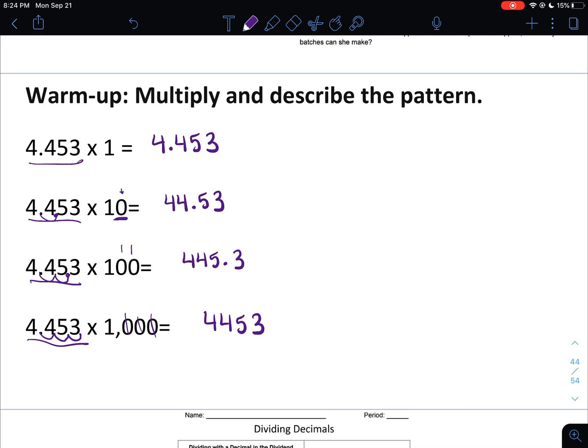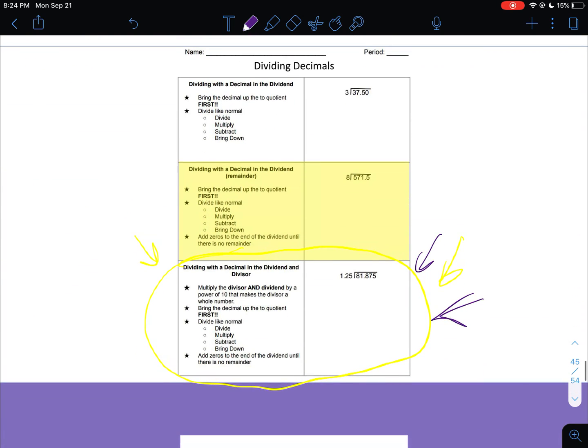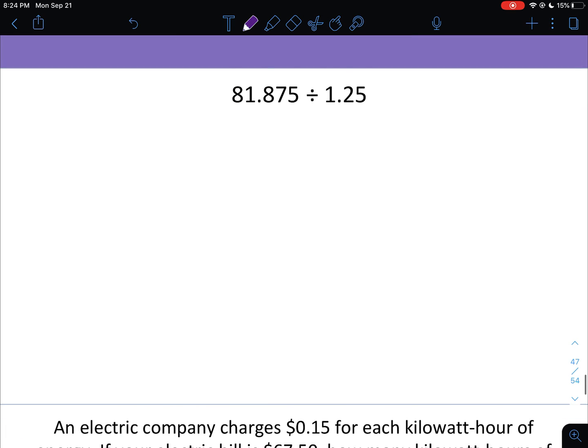So keep that in mind. Anytime you multiply by a power of 10, the number of zeros tells you how many places you're moving the decimal. That may not be new. I don't know if you've learned that before, but just a nice little fun math information for you. So reminder, we're going to do this example right now.